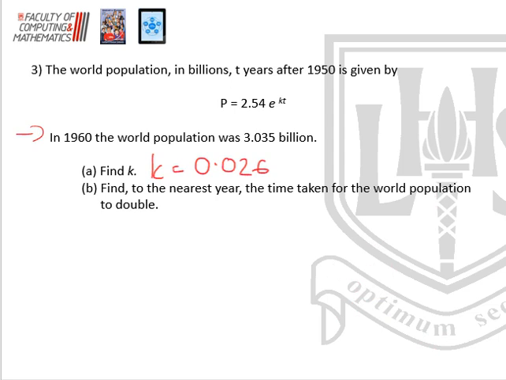Okay, so we found k is equal to 0.026. Find in the nearest year the time taken for the world population to double. Okay, now that's double from the initial 1950. Okay, so P we now know is 2.54 e to the 0.026 t. And for that population to double, we know the initial population here is 2.54. Okay, so we're looking for it to become 5.08.